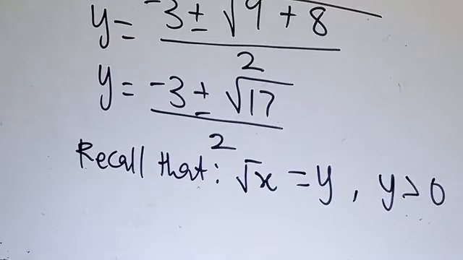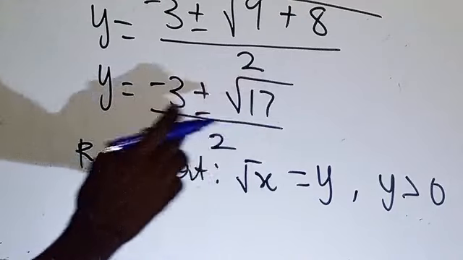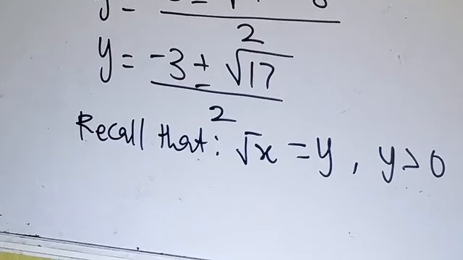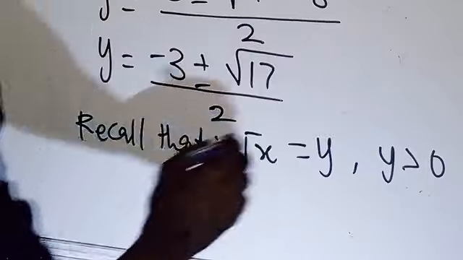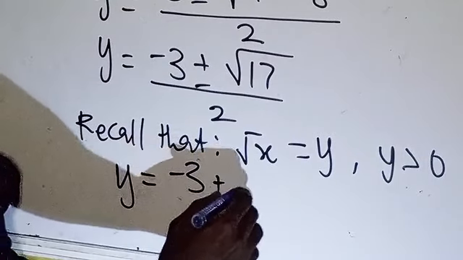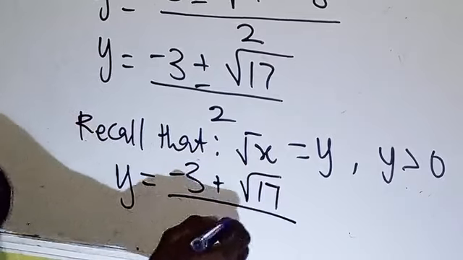I get now, y will always be greater than 0. So for that, here we have the value of y to be 2. So we have the one that is positive, and we have the one that is negative. So we're going to take the one with the positive alone. Therefore y is going to be minus 3 plus root 17 all over 2.